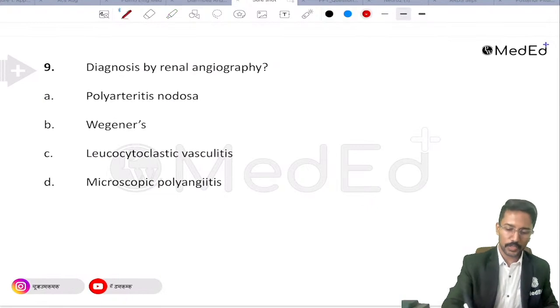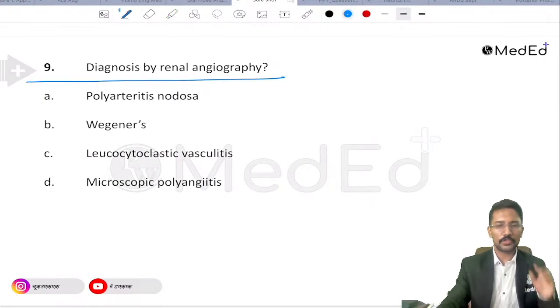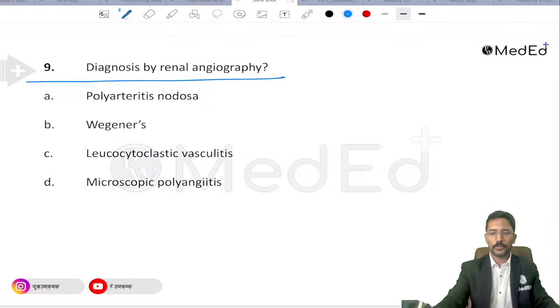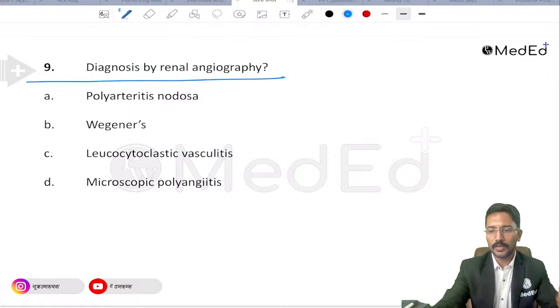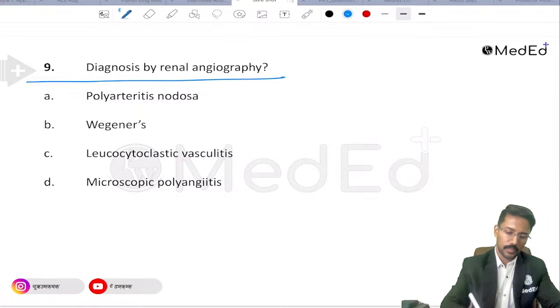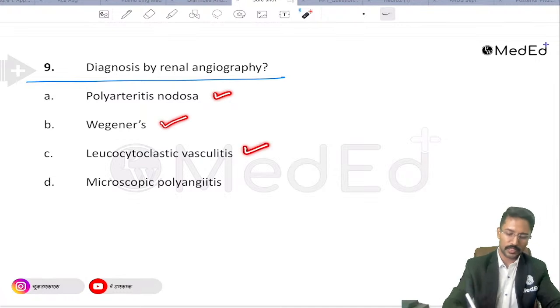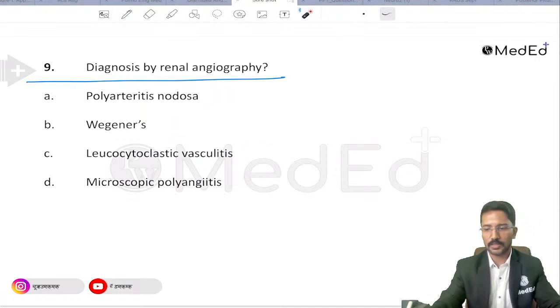Now this question, I think you guys should be able to answer. The diagnosis of which of the following condition is done by renal angiography? Which of this we can diagnose by renal angiography? Can we diagnose polyarteritis nodosa by renal angiography, or Wegener's, or leukocytoclastic vasculitis, or microscopic polyangiitis?